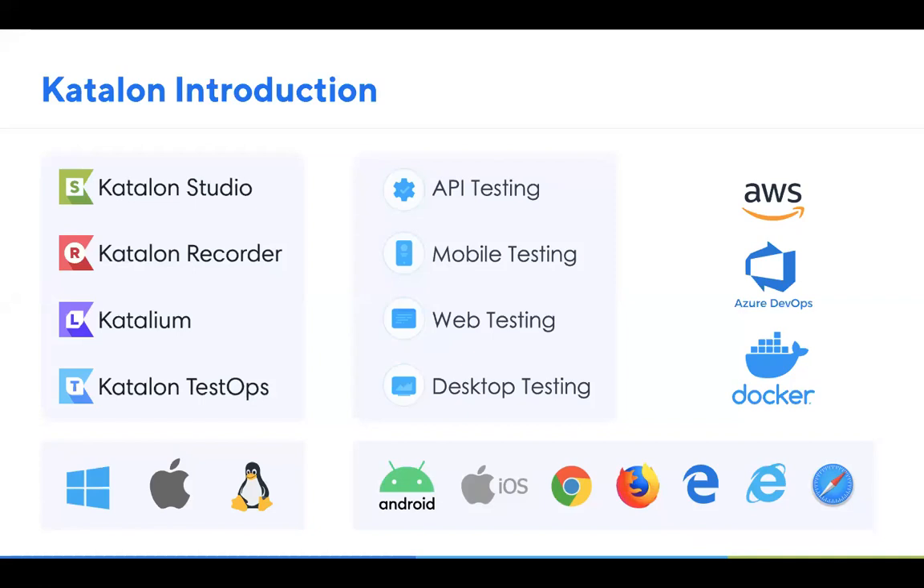For the Katalon solution, we cover most of the environments that people encounter. For mobile, we have Android and iOS, and for browsers, we also have popular ones like Chrome, Firefox, Edge, and also Safari or Chromium, which is just very recent. In Katalon, we also are ready for cloud environments, such as AWS, Azure DevOps, or Docker. This is going to be the foundation for using Katalon in the cloud environment.